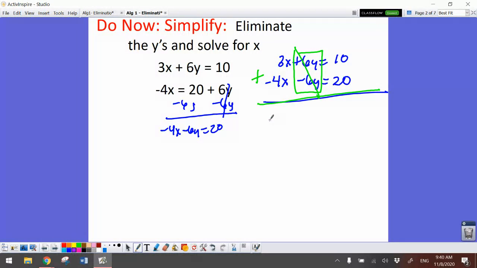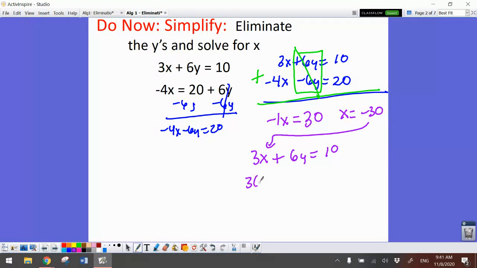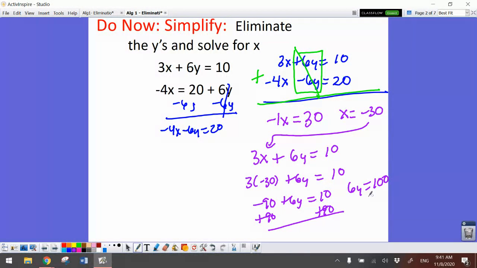So 3 plus negative 4, that's a negative 1. 10 plus 20 is 30. And I see very easily x is going to be negative 30. Okay, substituting in, I'm going to go back to my original equation and substitute in negative 30. So 3 times negative 30 plus 6y equals 10. So negative 90. Adding my 90, 6y is going to give me 100.